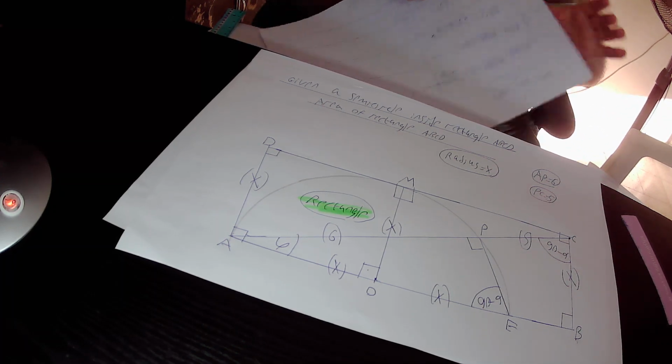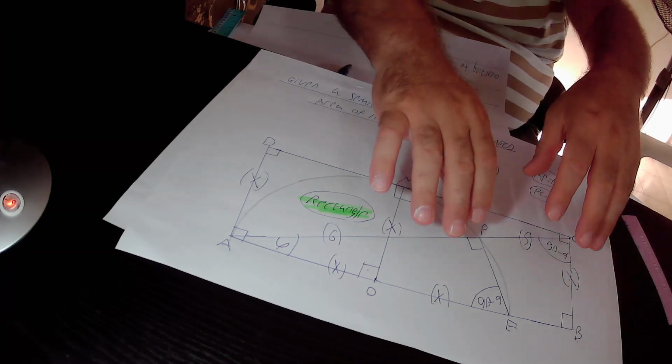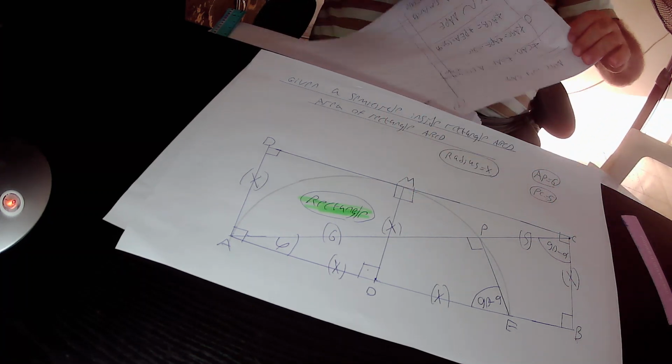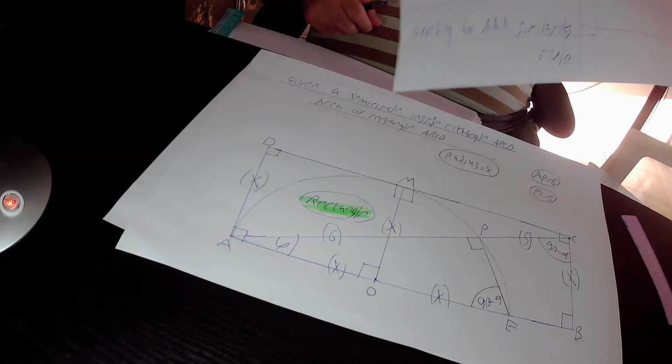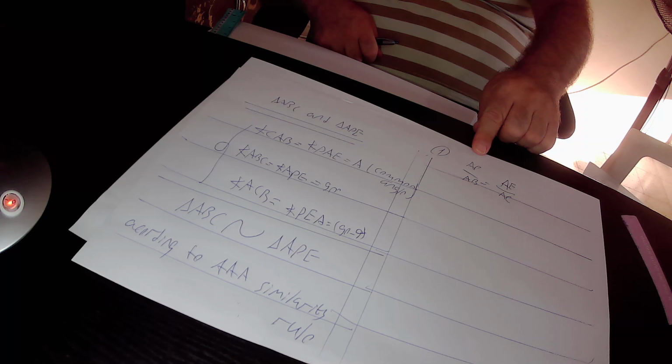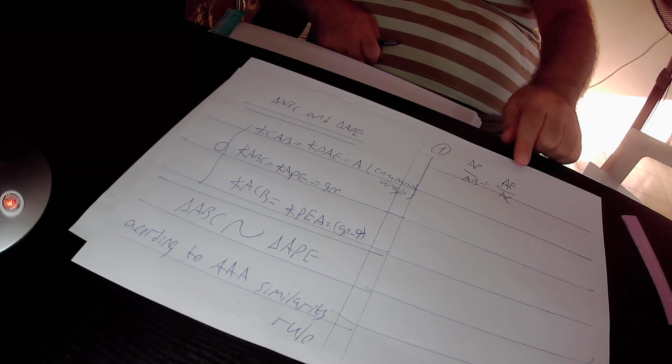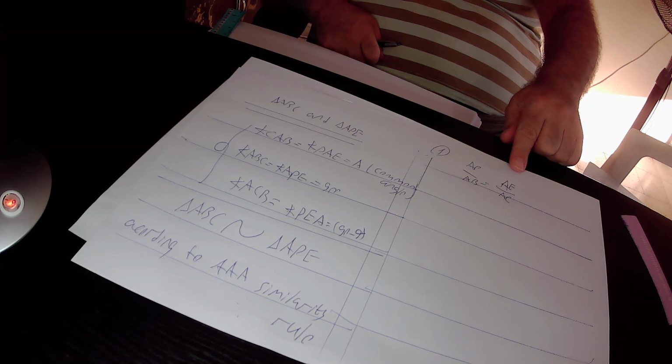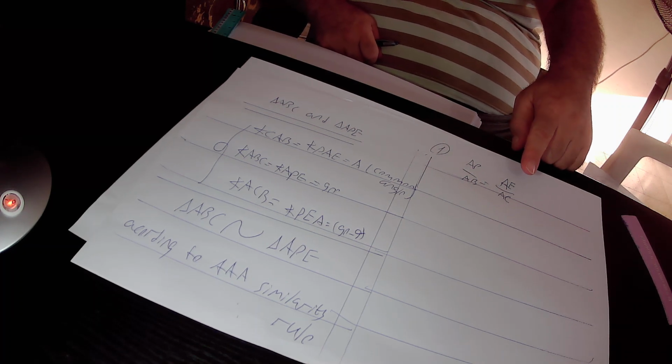So repeat again. From the fact that those two right triangles are similar to each other, we will derive that the following relationship exists between their sides. Side AP of the right small triangle APE over side AB of the right big triangle ABC is equal to side AE of the small right triangle APE over side AC of the big right triangle ABC.